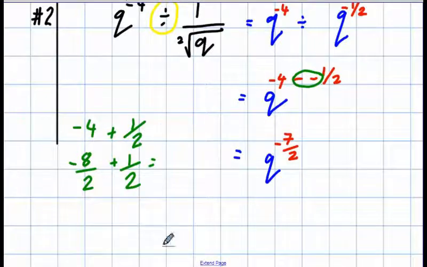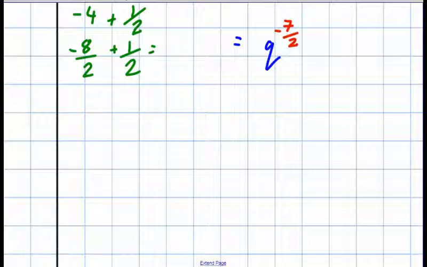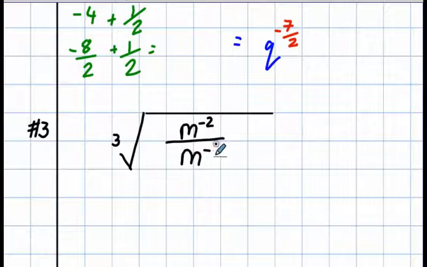Okay, the last one I will look at, these really tricky ones, is this. And there's no reason why we can't do it. Here you go. Example 3. This is going to throw everything at you, okay? It is the cube root of m to the power of -2, all divided by m to the power of -6.